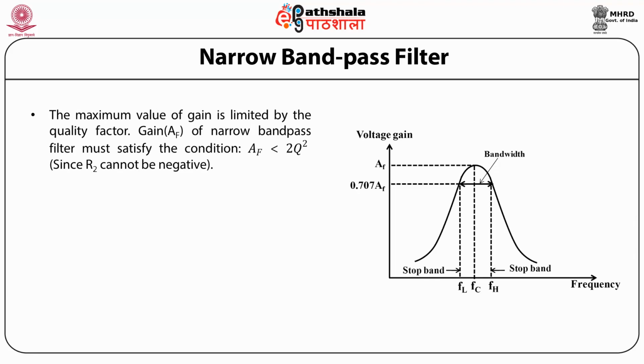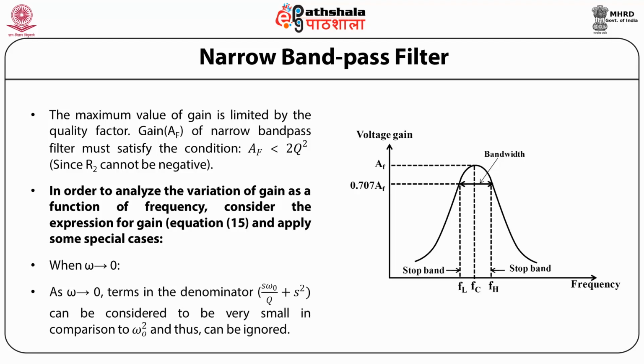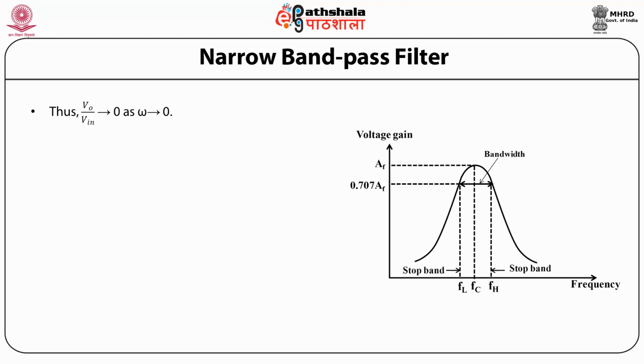dividing the numerator and denominator by C1 C2, we get V0 by Vn equals minus S divided by R1 C2 divided by 1 by R3 C1 C2 into (1 by R1 plus 1 by R2) plus S into ((C2 plus C1) divided by R3 C2 C1) plus S square. This can be simplified to obtain V0 by Vn equal to minus AF into omega naught S by Q divided by omega naught square plus S omega naught by Q plus S square, where S is equal to j omega and omega is the input frequency.